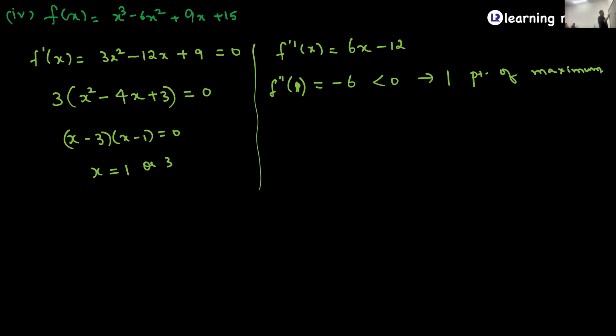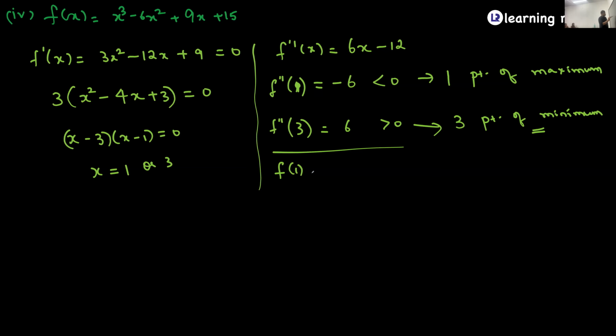Right. Similarly, what is f double dash of 3? It is 18 minus 12, which is going to be 6, which is greater than 0. So here 3 will become the point of minimum. Now, what are they asking? They're asking us the value. Right. What is f of 1?